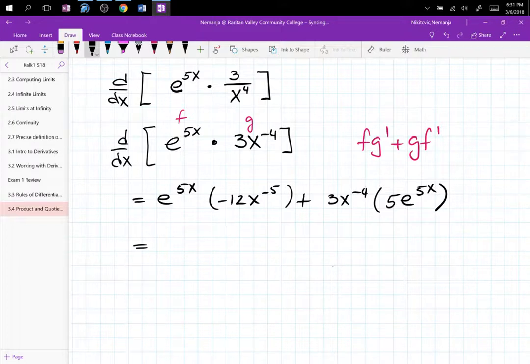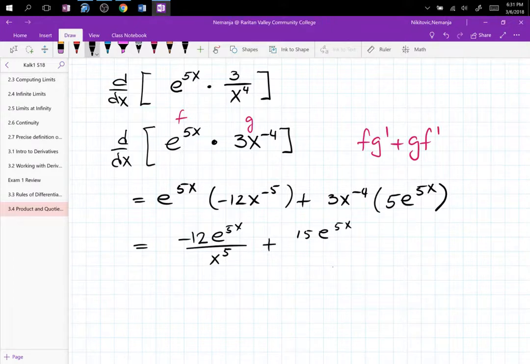Now, I am going to actually first simplify this and then factor things out. So I have negative 12 e to the 5x divided by x to the positive 5 plus 15e to the 5x divided by x to the 4th. Do we all see that?